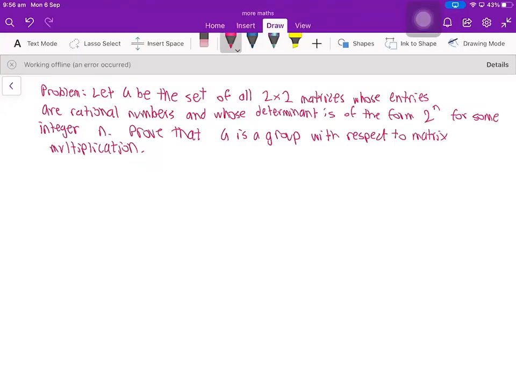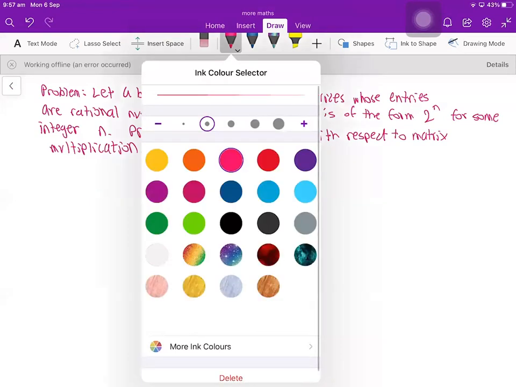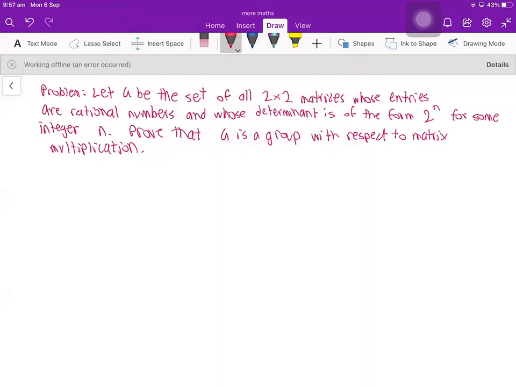Today I'll be proving that if you have a set G of all 2 times 2 matrices whose entries are rational numbers and whose determinant is of the form 2 to the power of n for some integer n, then G is a group with respect to matrix multiplication. Okay, so you've got 2 times 2 matrices.